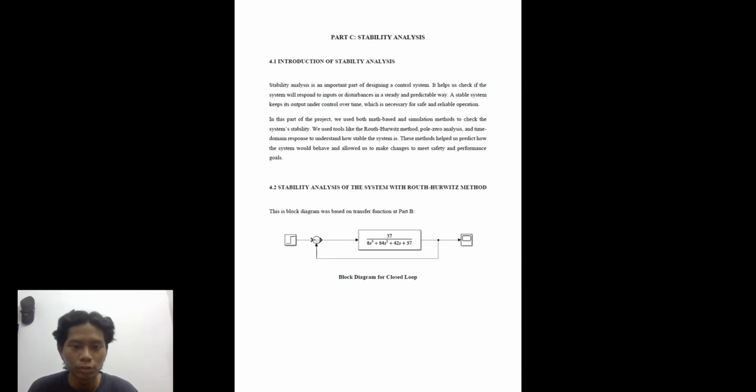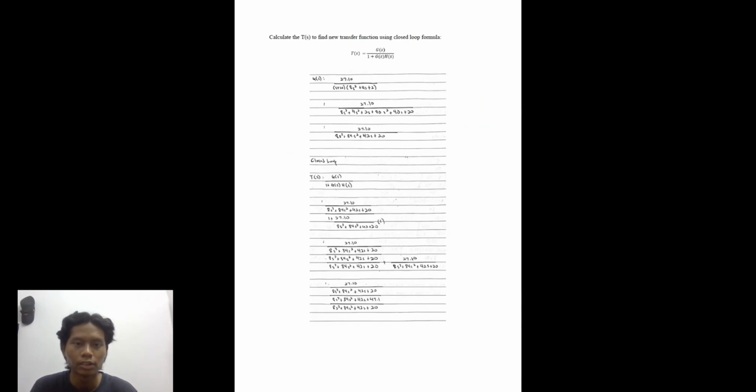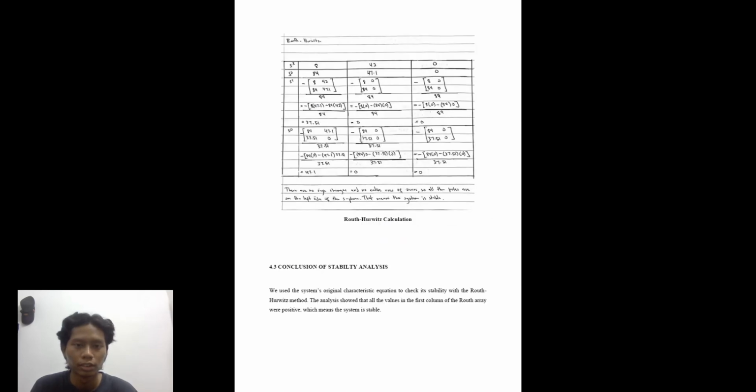So first, we get a transfer function from part B, and then calculate the T's to find the new transfer function using the closed loop formula. From the calculation, we get a new transfer function. And lastly, we use the Routh-Hurwitz method to check whether the system is stable or not. From our calculation, there are no sign changes and no entire row of zeros. So all the poles are on the left side of the S-plane. That means the system is stable. That's all from me. Thank you.